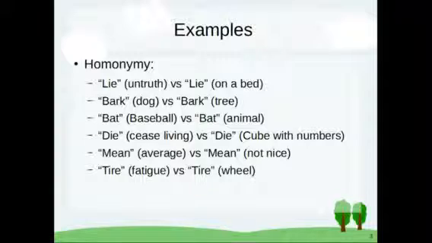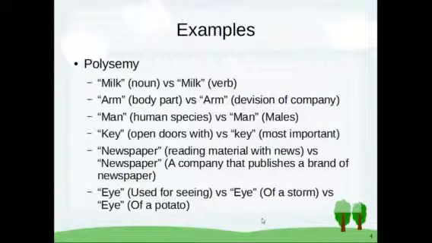So examples of homonymy: we've got lie as in an untruth versus lie as in lie on a bed. We've got bark as a dog versus bark on a tree. We've got bat as a baseball bat versus bat as an animal. Die as in cease living versus die as in the cube with numbers that you roll. Mean as an average end versus mean, which is not nice. And then tire as in fatigue versus tire as in a wheel.